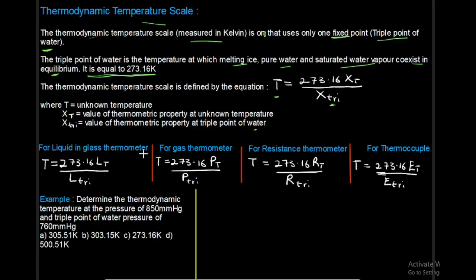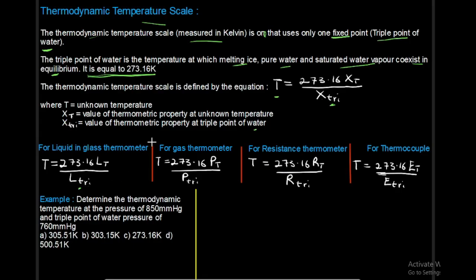Now for a liquid in glass thermometer, we have T equals 273.16 Lt all over Ltri. L is the length of the liquid. Remember, for a liquid in glass thermometer, the thermometric property is length. X, like we looked at previously, usually represents the value of the thermometric property, and it depends on the type of thermometer you're looking at. So for a liquid in glass thermometer the thermometric property is length, and that's why our formula is 273.16 Lt all over Ltri.